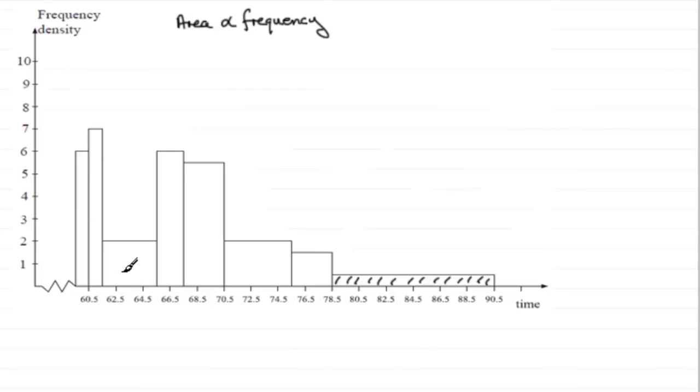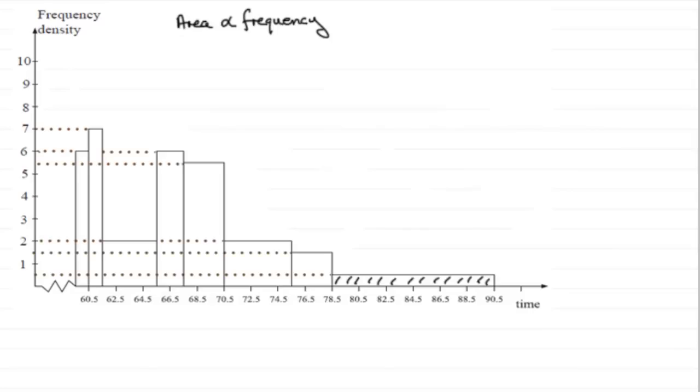Okay? Now we know that we've got 140 runners, so what I'm going to do is work out what fraction this area is of the total area, and once I know what fraction that is, all I've got to do is multiply it by the total number of runners, 140. So it'll be this fraction of the whole area times 140 that will give us the number of runners represented in this shaded bar.